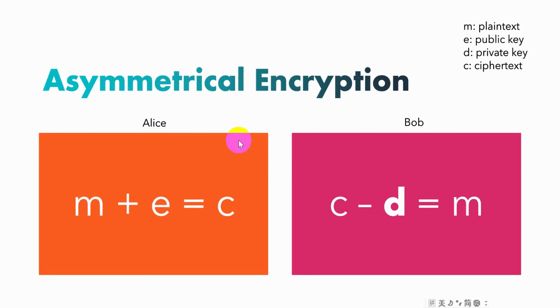For the asymmetrical encryption, Alice has the message M. She encrypts it using the public key E and finds the ciphertext C. But Bob uses the private key D to decrypt the ciphertext C to find M again. So this is why it's asymmetric.